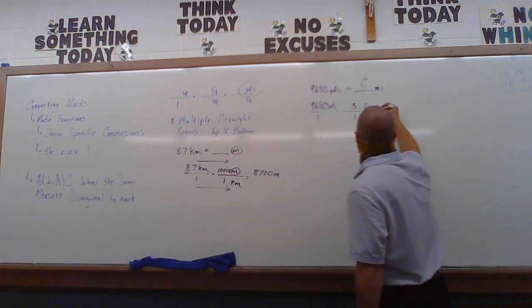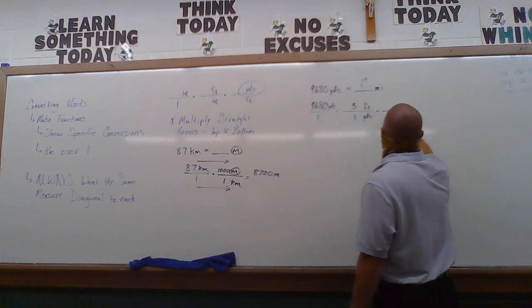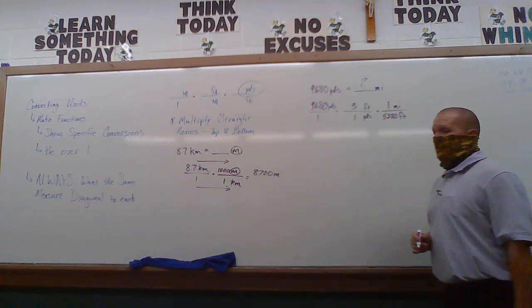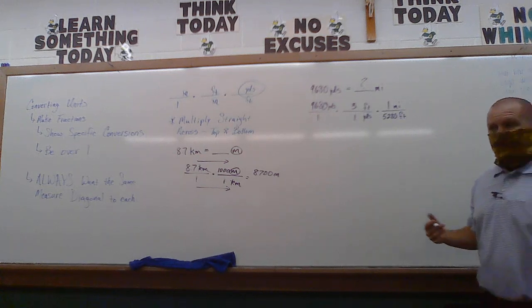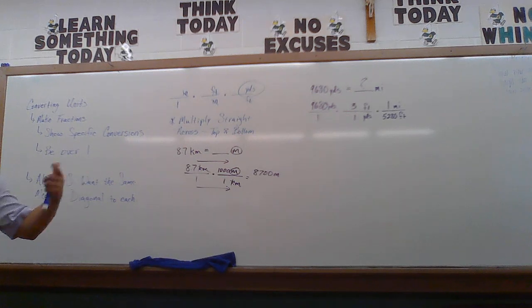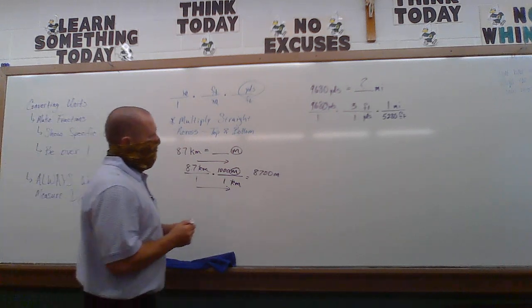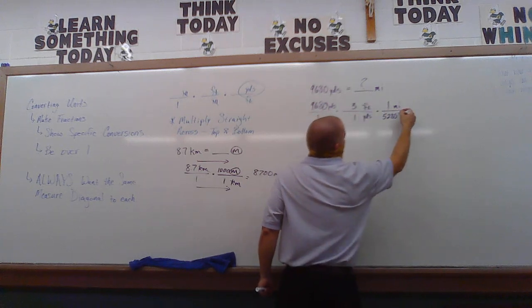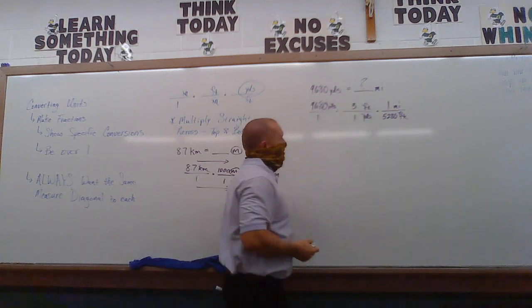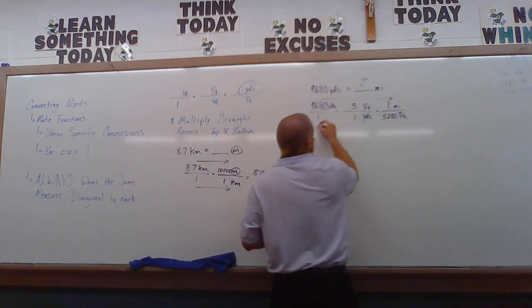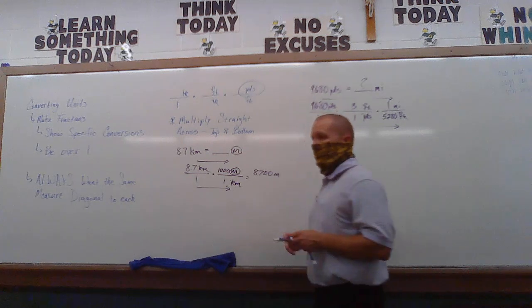Now I come back and I say, well, now I know that there's 5,280 feet in 1 mile. Now again, if you had the book or you had the table, you would have just done this in 1 step, which is fine. But then, so I got my miles up here, and if I come back, my feet should cancel out, my yards cancel out. So now I'm ready to do what? Multiply straight across the top, multiply straight across the bottom.